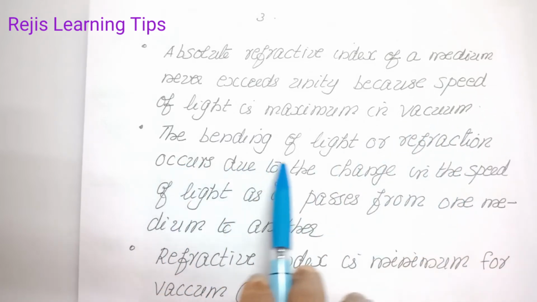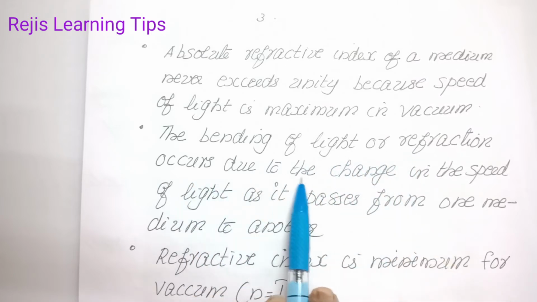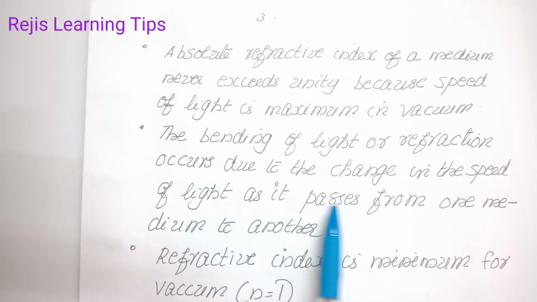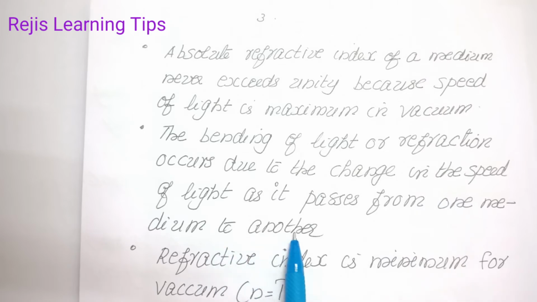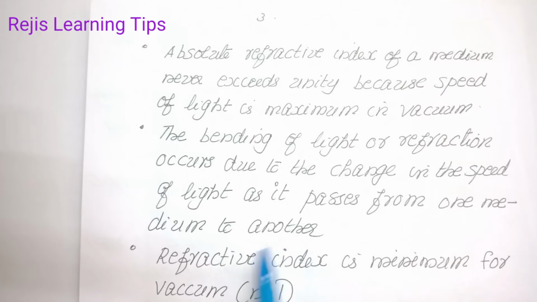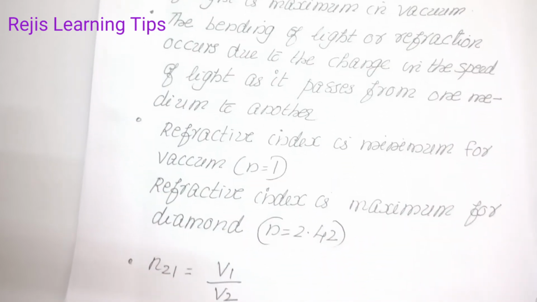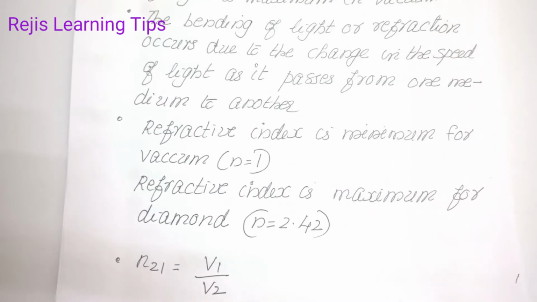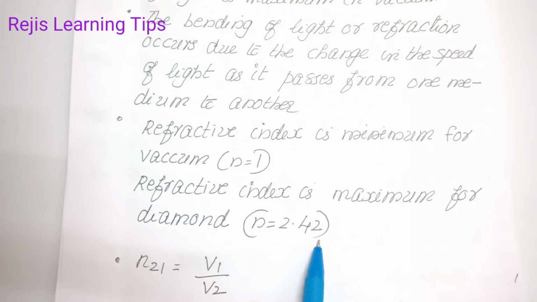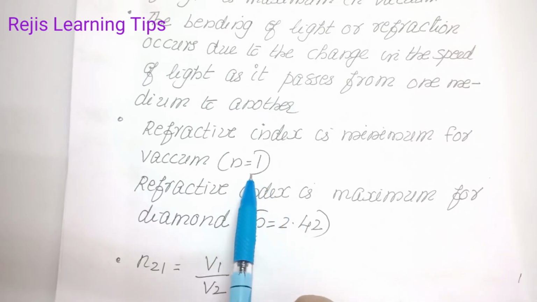Next point, the bending of light or refraction occurs due to the change in the speed of light as it passes from one medium to another. Refractive index is minimum in the case of vacuum. Refractive index is maximum for diamond, that is 2.42. In the case of vacuum, refractive index is minimum, that is n is equal to 1.